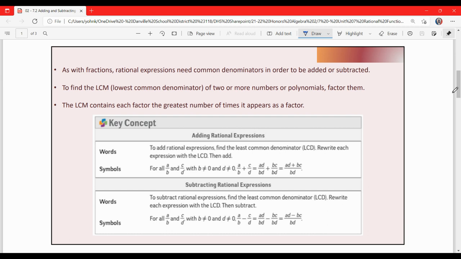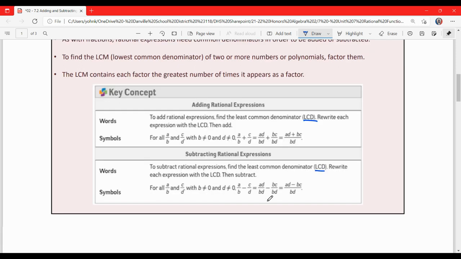I included here a reminder about adding and subtracting, that you need a least common denominator, that sometimes it can be tricky, so you have to just look at the denominators. That'll help you find the common one. And then if it's addition, it's plus on top. If it's subtraction, it's minus.